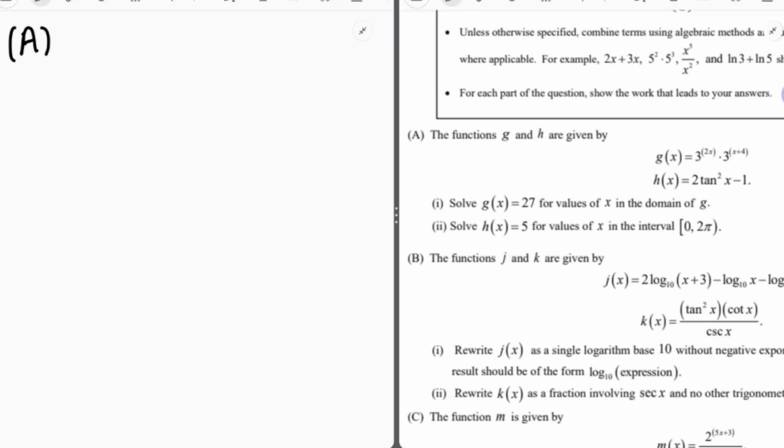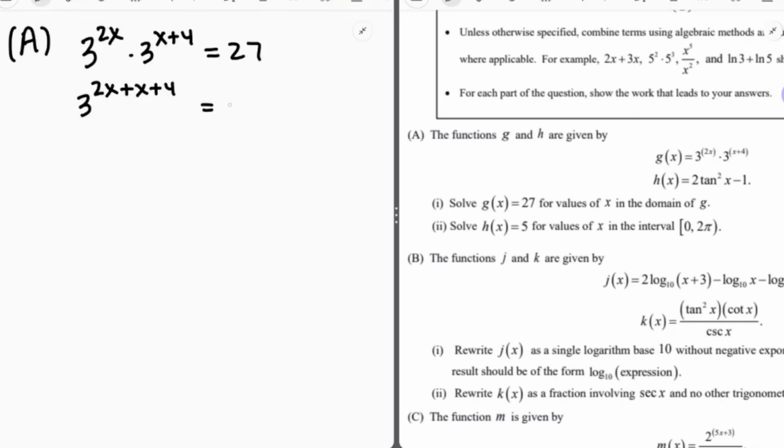g of x equals 27. So 3 to the 2x times 3 to the x plus 4 equals 27. g of x equals 27. Okay, we can do this. When we're multiplying two things with the same base and different exponents, we're going to add the exponents. It's going to equal 27.